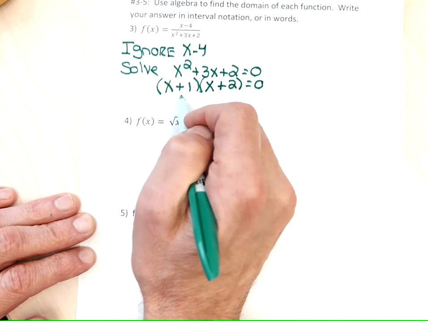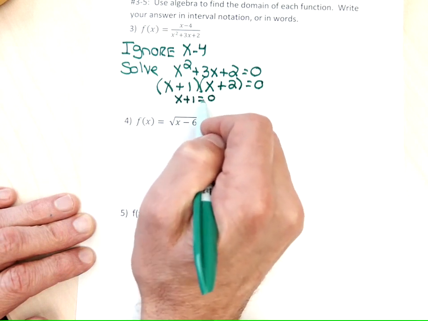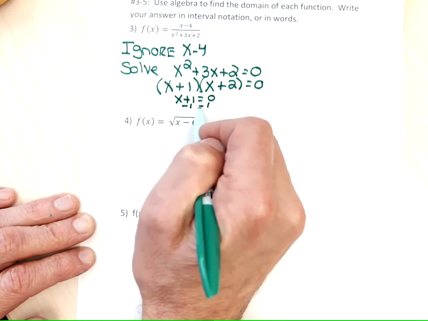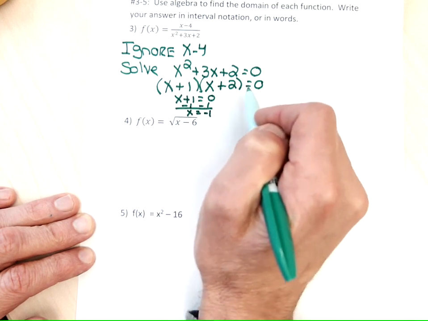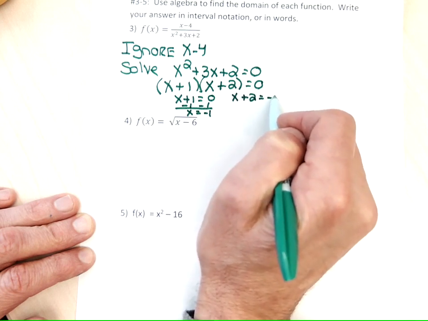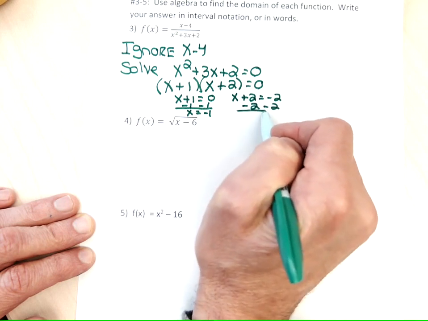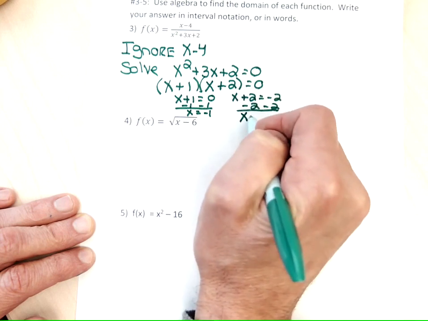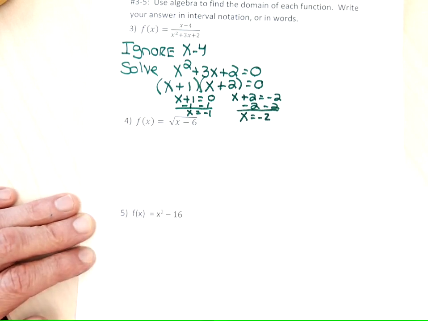Once I have this factored, either factoring in my head or using my program, I'll take the parentheses or the factors and set them equal to 0. And this will give me the numbers that are needed for my answer. Setting the factor of x plus 2 equal to 0 and subtracting 2 from each side, I get negative 2 as a number that belongs in the answer. Similarly, setting the factor of x plus 1 equal to 0, negative 1 belongs in the answer.